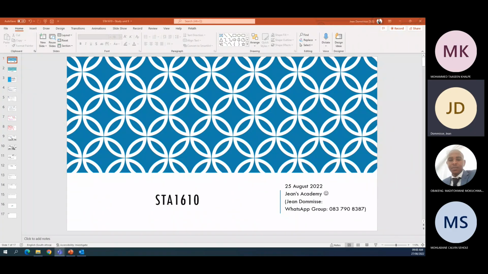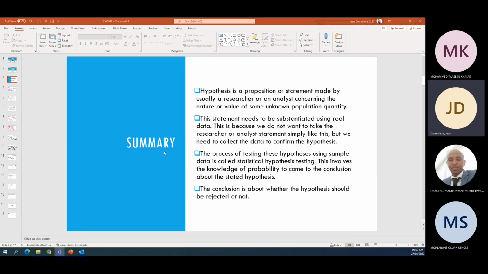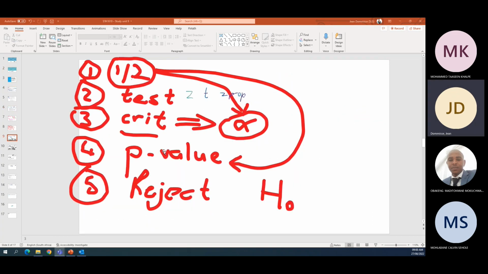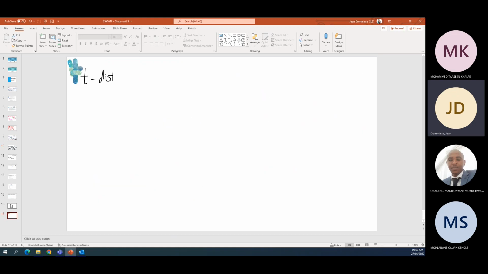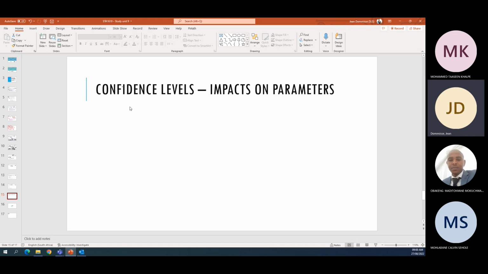So we left off on Thursday on part of study unit 9 with our hypothesis testing. Before we go into our hypothesis testing, there was a question on the chat on confidence levels and the confidence interval, those kind of things.